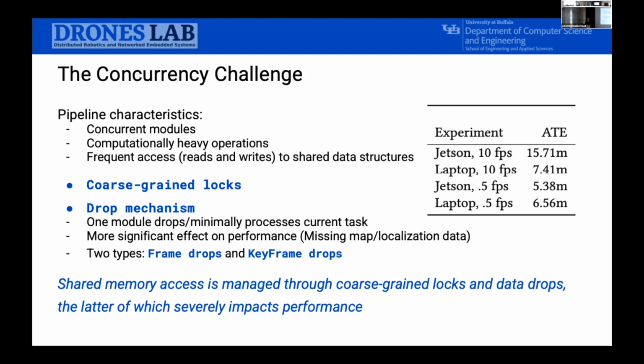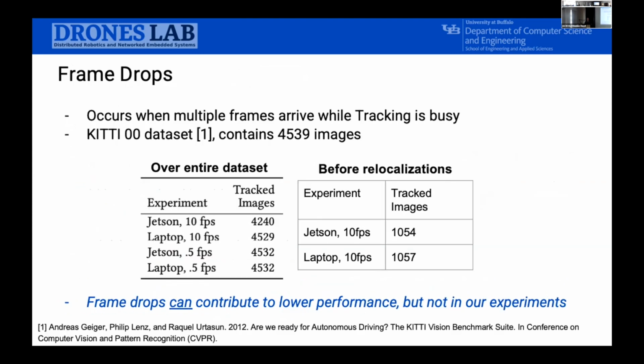This has a far more significant effect on performance because drops lead to missing map and localization data, which either increases the chance of relocalizations or decreases the accuracy. There are 2 types of drops that we're going to cover. The first one is frame drops, and the second one is keyframe drops. Frame drops occur when multiple frames arrive while tracking is busy. Tracking will only process the latest frame that arrives from the camera. So if multiple frames arrive while tracking is currently processing one, then it'll drop all of the frames in between.